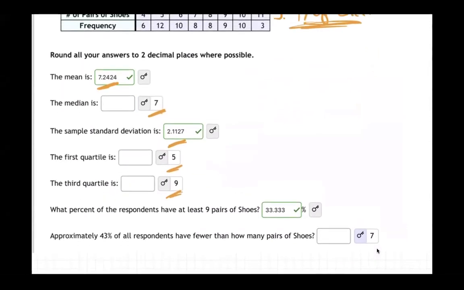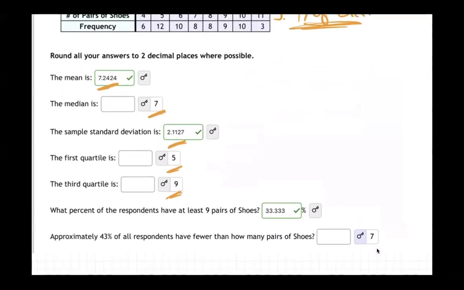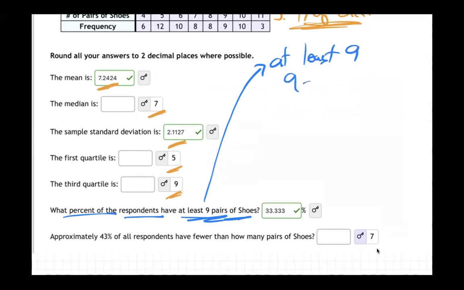Now, how about the last 2 questions? These are harder. It says, what percent of the respondents have at least 9 pairs of shoes? You can see the answer there. How to come up with that? Well, first off, we got to be clear, what does at least 9 mean? It means 9 or more. If you have at least 9 pairs of shoes in your closet, that means the least you have is 9. You might have more. So it means 9 or more.